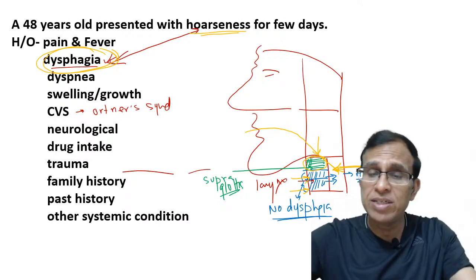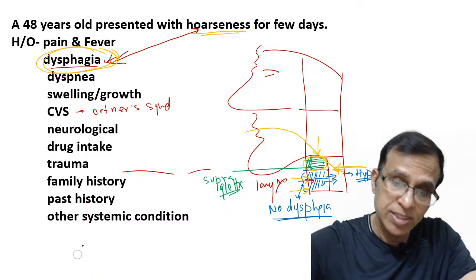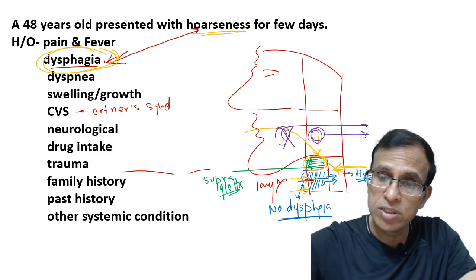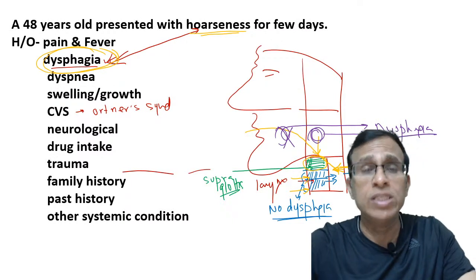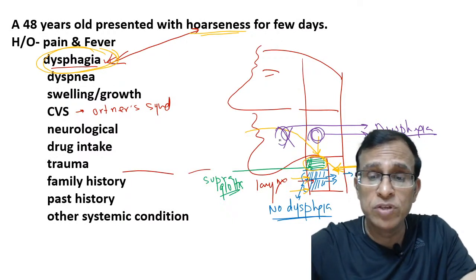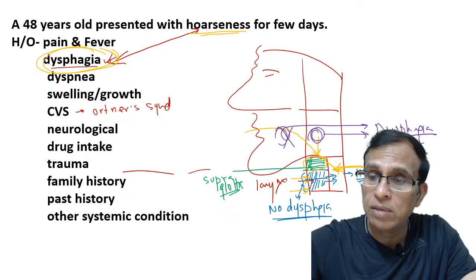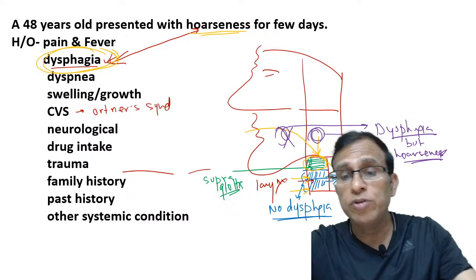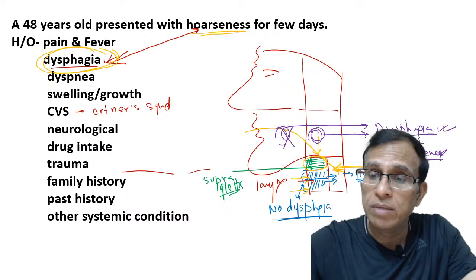Now, when you have a disease in the oropharynx and oral cavity, say you have a disease in this area, oral cavity and oropharynx, then again they will cause dysphagia, like tonsillitis, quinsy. But these conditions, quinsy and tonsillitis, will cause dysphagia but no hoarseness, because hoarseness is specifically when the larynx is involved. If your oropharynx or oral cavity is involved, it may cause dysphagia, but no hoarseness of voice.